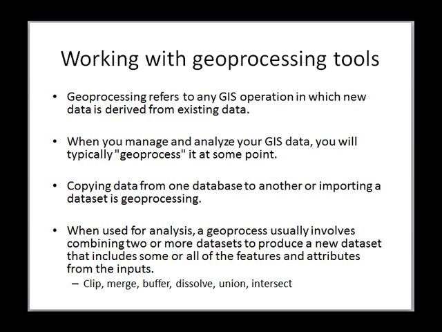Another operation is buffer, where we buffer a linear, point, or polygon type feature to create a proximity kind of polygon based on a distance. We can dissolve, union, and intersect. These are all other geoprocessing operations we'll discuss as we go on through the PowerPoint.